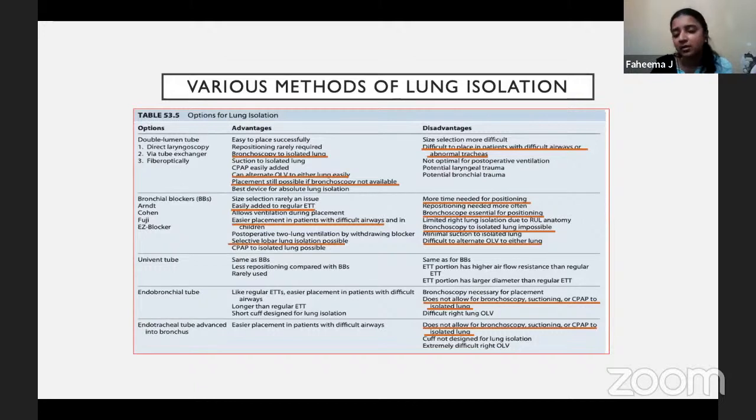The next one is a single lumen tube. A single lumen tube can be advanced into one bronchus, but in the same way, access to the other lung or switching between ventilations will be difficult. This is true for an endobronchial tube also. We rarely use an endobronchial or endotracheal tube, maybe sometimes in pediatrics, but most of the time we cannot do bronchoscopy or suctioning or CPAP to the isolated lung.